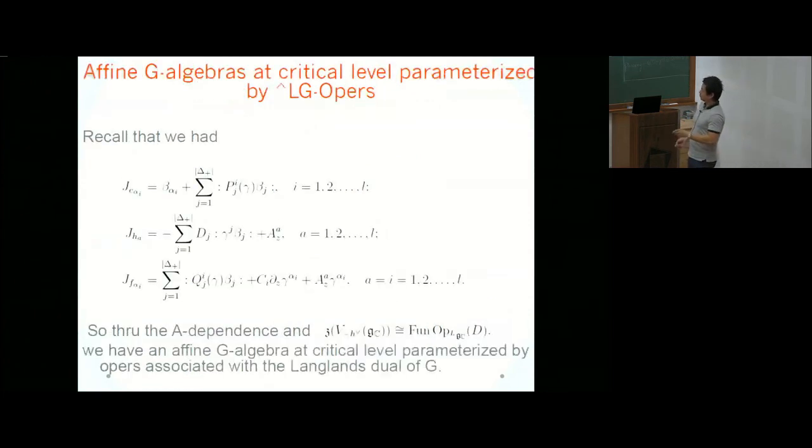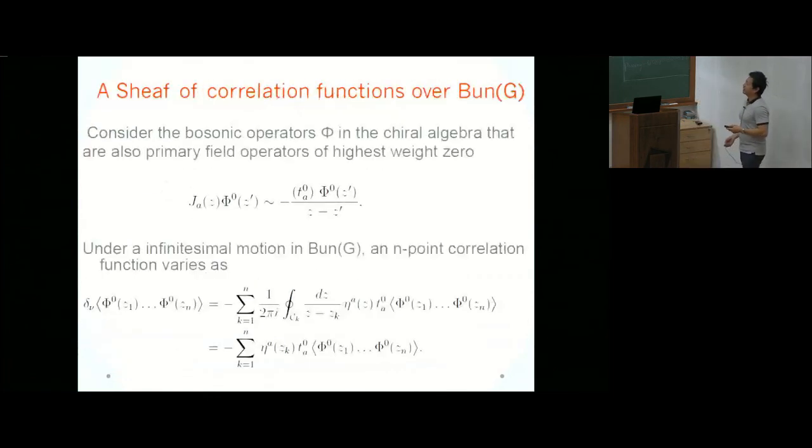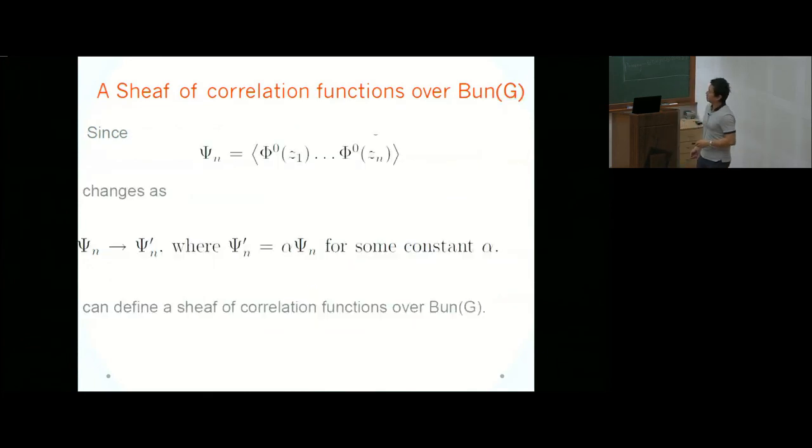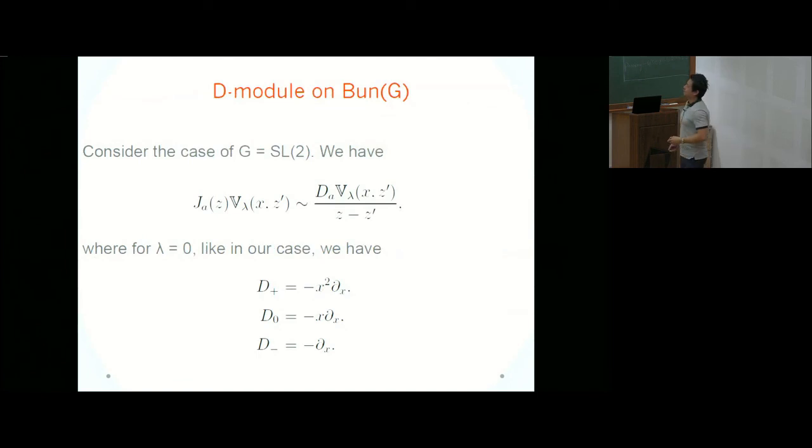Okay. Right. And then if you look at the J currents acting on some primary field operator of highest weight zero, it transforms in this way. So if you look at a correlation function and try to see how it varies as you vary the bundle that's being generated by the J, you see that it takes this form, which then means that over the moduli space of G bundles, you actually can define a sheaf of correlation functions. Okay. And so, take the G equals SL2 case, you can see that the J's act on the primary fields as differential operators.